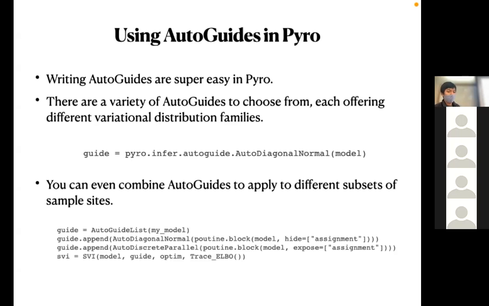You can also apply a combination of autoguides. If you don't want to use diagonal normal for every single latent variable that you have, you can combine them by using this library of effect handlers in Pyro called Poutine, to specifically choose which latent variables you want to apply this autoguide to and which ones you want to apply a different one to. But the rule is that you can't have multiple autoguides for the same exact sample site, and it has to cover every single sample site inside of your probabilistic model.